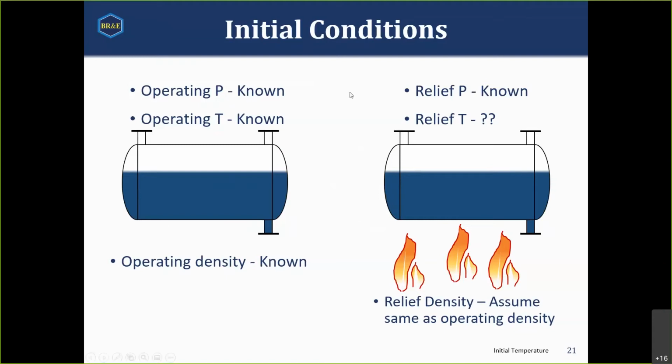I'm assuming the volume of my vessel stays the same. Because the volume stayed the same and the mass stayed the same, the density stayed the same. Because the density stayed the same, I can figure out the temperature of my vessel right before it relieves, because I know the relief pressure. So I know the pressure, I know the density, I can calculate the temperature.